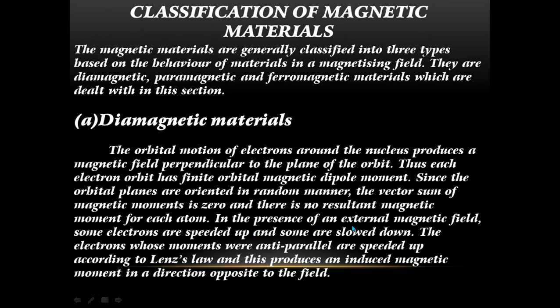In the presence of an external magnetic field, what happens? Some electrons are speeded up and some are slowed down. The electrons whose movements were antiparallel are speeded up according to Lenz's law. What is the concept of Lenz's law? It produces an induced magnetic moment in a direction opposite to the field. This is the concept of Lenz's law.